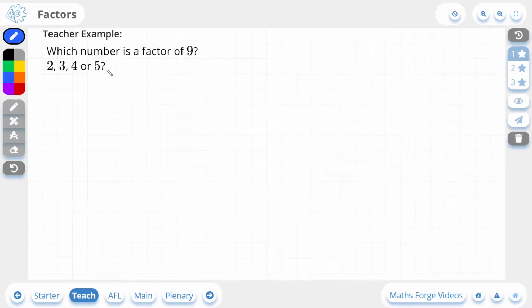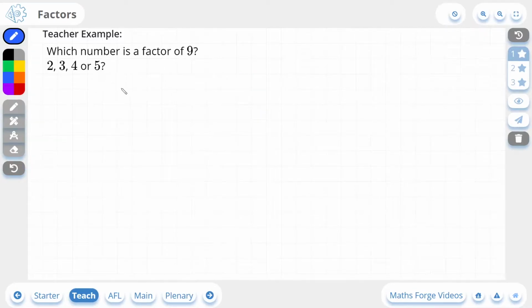So let's get into the first example. Which number is a factor of 9? So let's discuss what factors actually are. If you're looking for the factors of 9, you want to find the numbers that multiply to give you 9. The numbers that multiply to give you 9 are factors of 9. You can think of them as the building blocks of a number for multiplication.